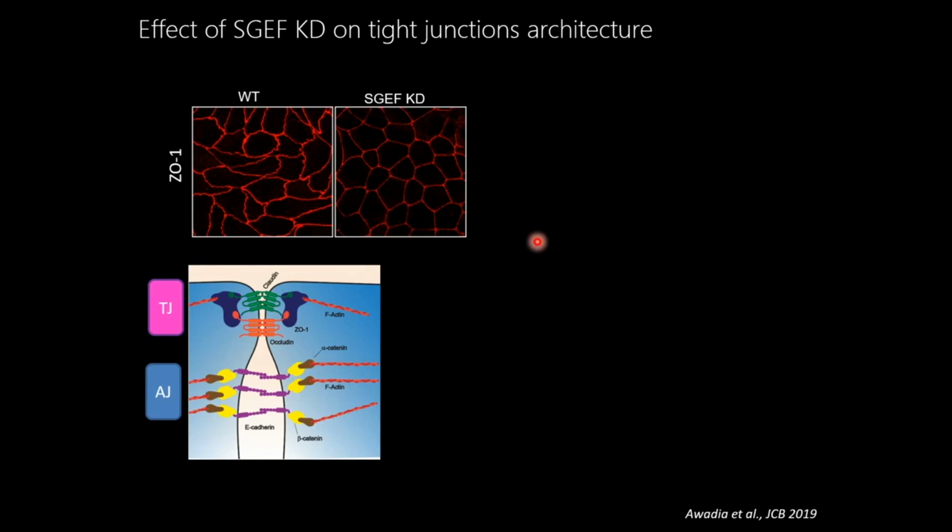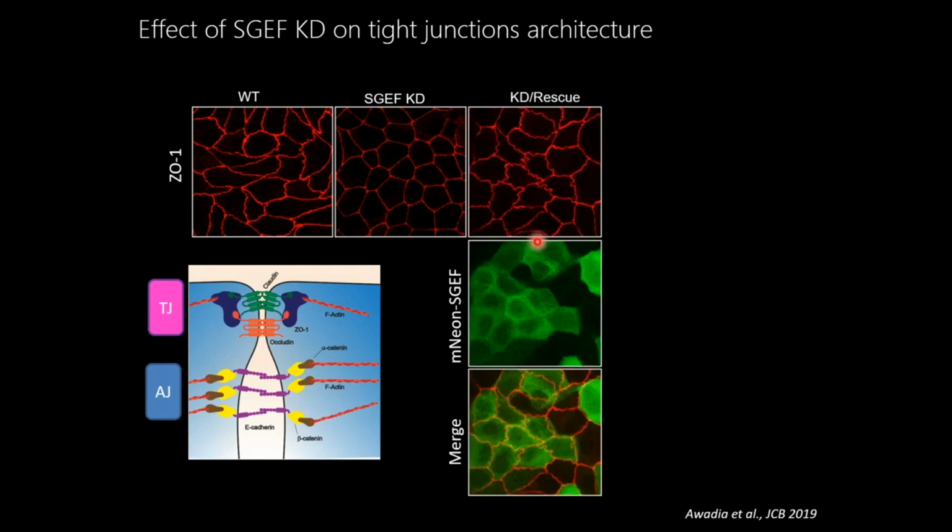Many times when you do a knockdown experiment, you want to make sure that there are no off-target effects. One way to rule that out is to rescue the expression of your gene and see if it rescues the phenotype. And this is what we did. We re-expressed a fluorescently tagged SGEF, and you can see how we rescue the curvilinear phenotype of the knockdown.